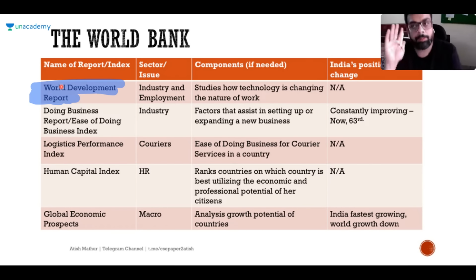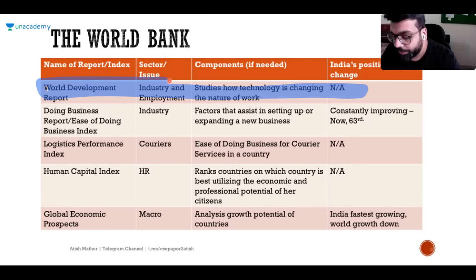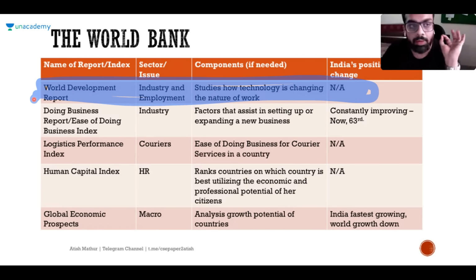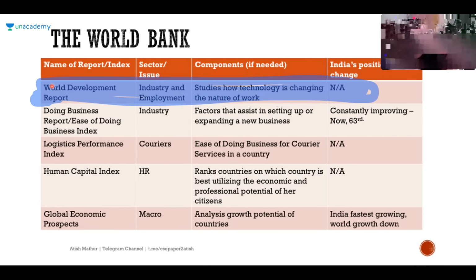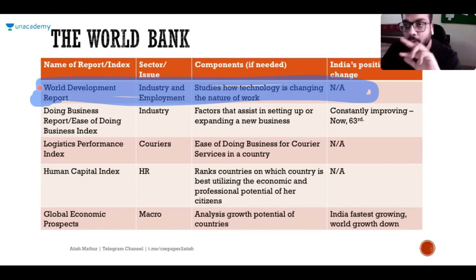So for the prelims, as far as the first report is concerned, this is all I need you to know. I just need you to know there's something called the World Development Report. An easy way to remember this is that World Bank also has the word world. So you can easily remember that the World Development Report has been written by the World Bank. Clear on this? It's on industry and employment, and it basically looks at how technology is changing the nature of work. And that's it. Nothing more, no other details have to be known.